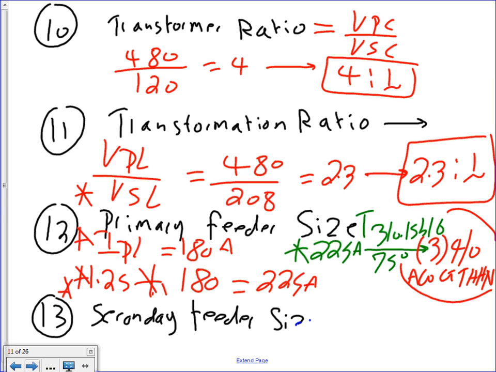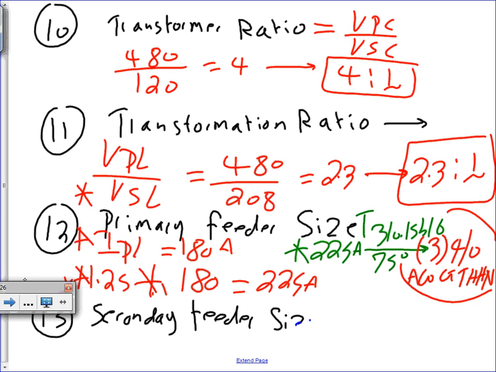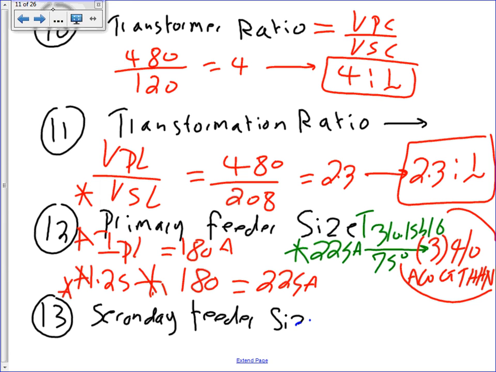Okay, let's do the secondary. On the secondary side, I'm going to do the same thing. I need to size I secondary line. Where was the I secondary line, gentlemen? Number 13, I secondary line is 417 amps. I need to multiply this one by 1.25 times 417.